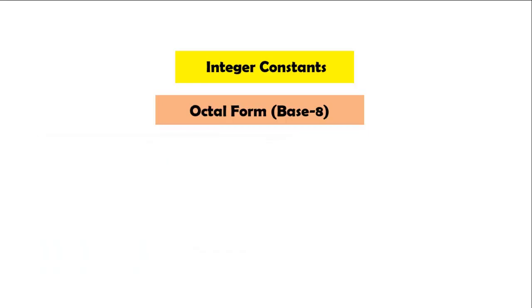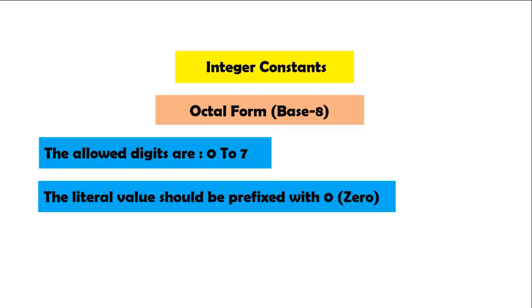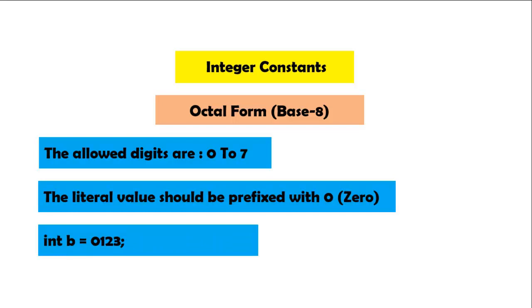Now next, in integer constants, next form is octal form. Also we can call as octal numbers. So in octal form, the allowed digits are 0 to 7. The literal values should be prefixed with 0. So as you can see here, integer b, and here prefixed 0 in front of this number. So this number is considered as octal number. So any number prefixed with 0, that number is considered as octal number. So this is second form of integer constant, octal form. It is in base 8.